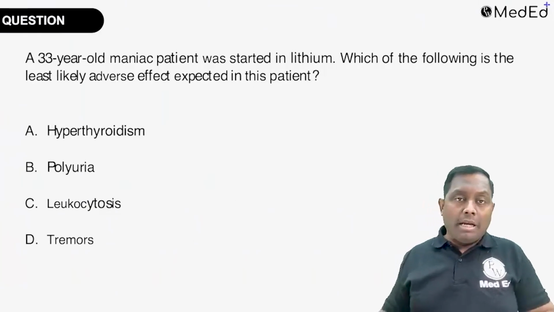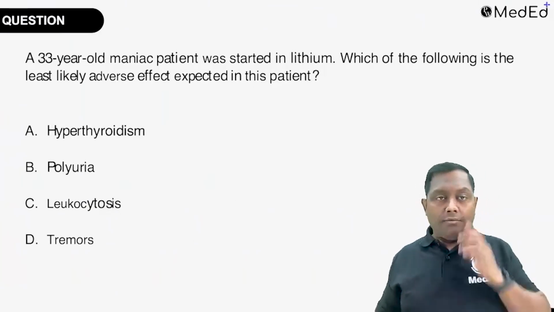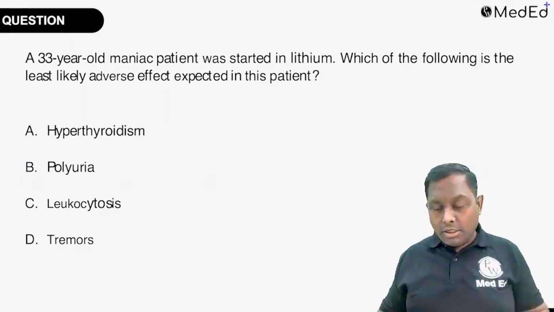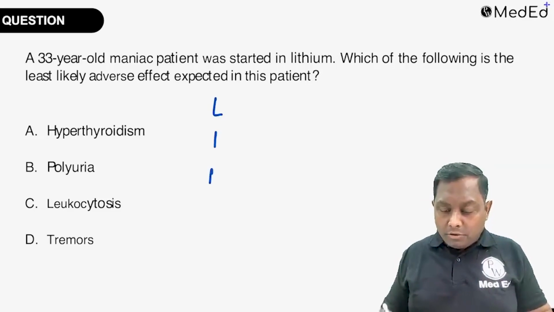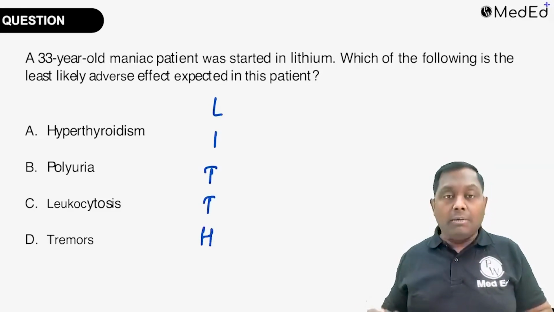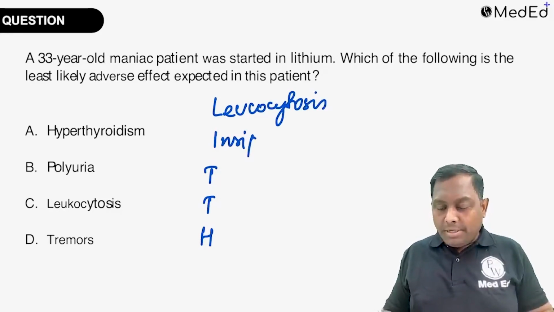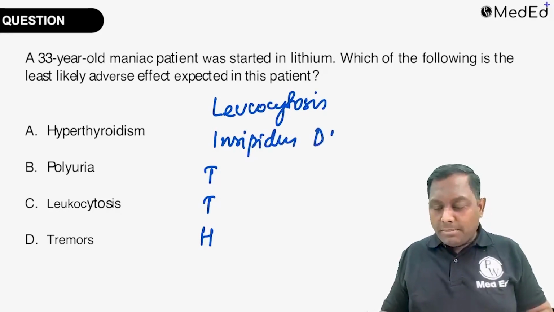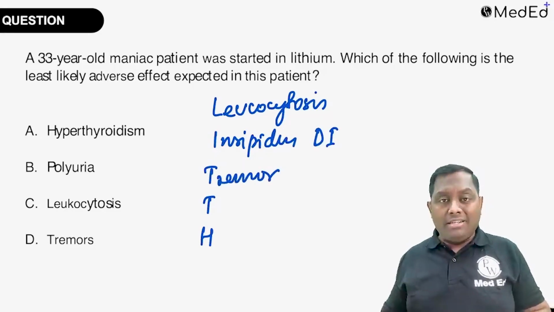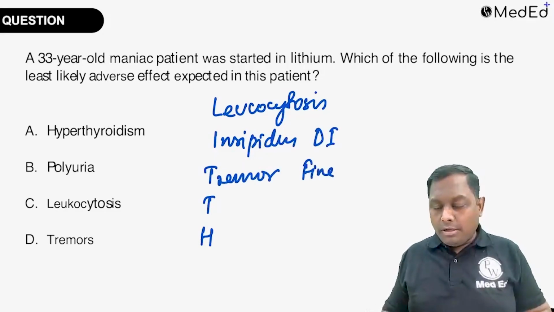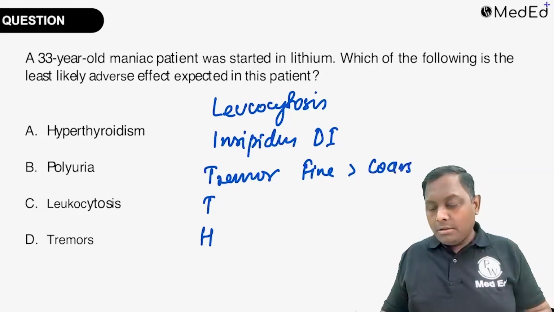A 33-year-old manic patient was started on lithium. Which of the following is the least likely adverse effect? So lithium, even at the therapeutic dose, will be associated with side effects remembered by the mnemonic LITH. They can cause leukocytosis. They can cause insipidus, meaning diabetes insipidus. Tremor initially will be seen as fine tremor. Later on, it can turn out to be coarse tremor at toxic doses.